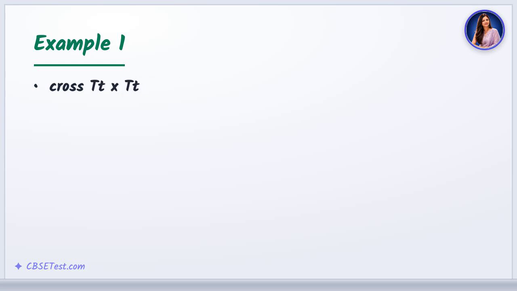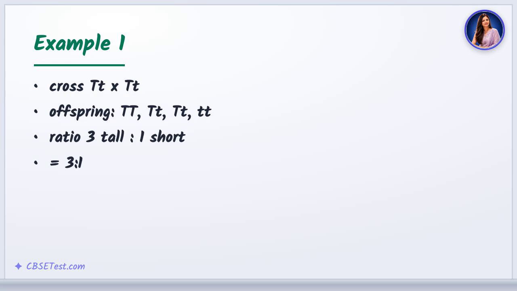Crossing two Tt parents, the Punnett square gives TT, Tt, Tt, and tt, a 3-to-1 ratio of tall to short. This is Mendel's classic result.